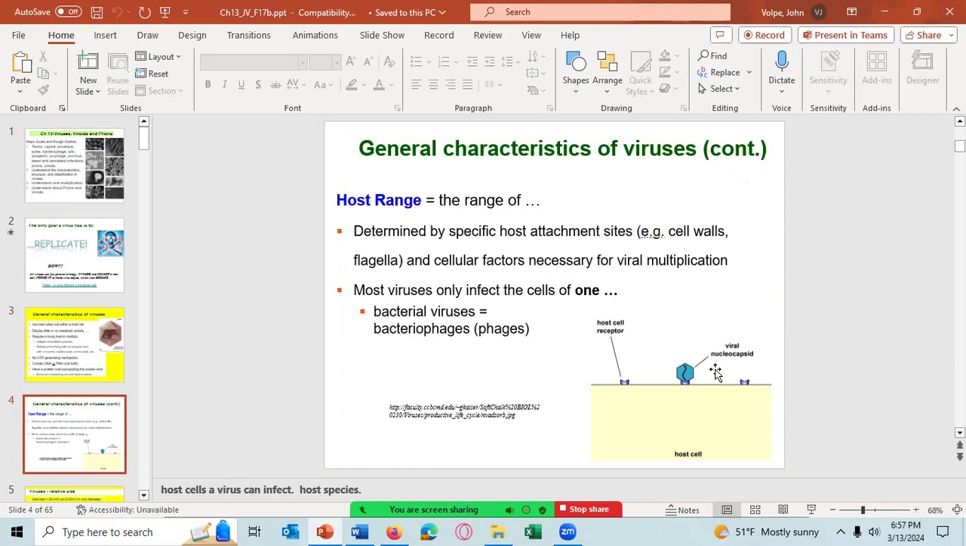Viruses are very specific in their host range, in that they have attachment molecules called ligands or adhesions that bind to a host cell molecule, and that host cell molecule is called the receptor. And that's why most viruses are very specific and can only bind to certain cells in one or two species. Now, there are some viruses that do infect many different species. And obviously their host range is very broad.